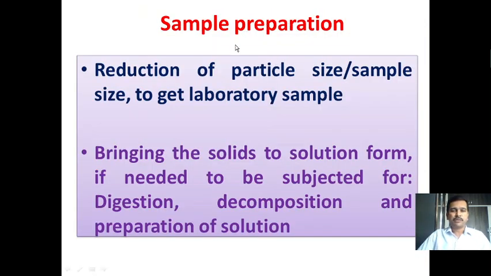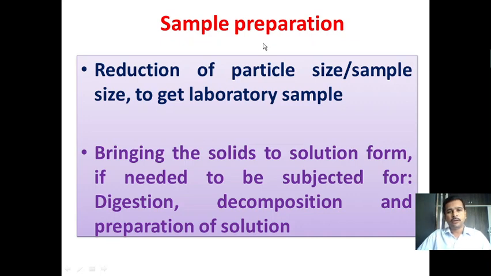Once sample collection and preservation is done, sample preparation is very important for solids, because as I told earlier, analytical techniques require the sample to be in solution form. So before we convert the sample from solid form into solution form, we have to convert that sample into a representative sample.